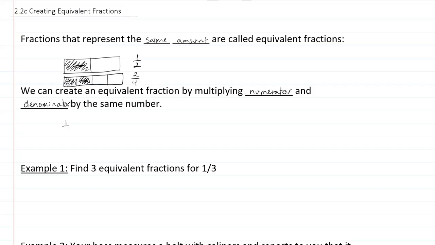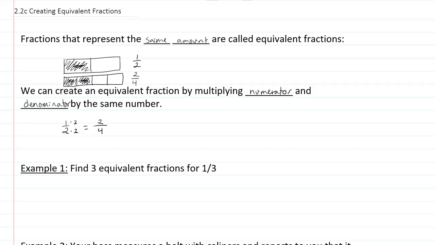So 1/2, if you notice, if we multiply the top and bottom by 2, 1 times 2 is 2, and 2 times 2 is 4. So we can see that this is an equivalent fraction. 2/4 and 1/2 are the same.